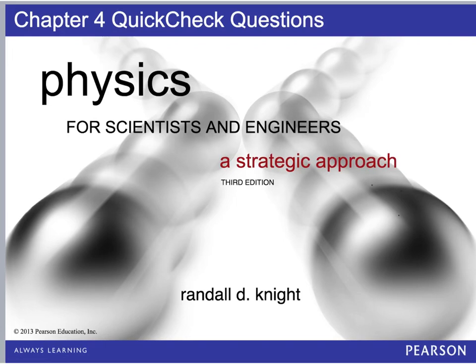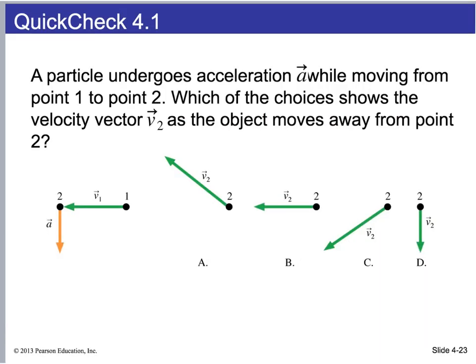Okay guys, so this will be the review of projectiles, so I'm going to go through this. A particle undergoes acceleration A while moving from point 1 to point 2. Which of the following choices shows the velocity vector v2 as the object moves away from point 2?